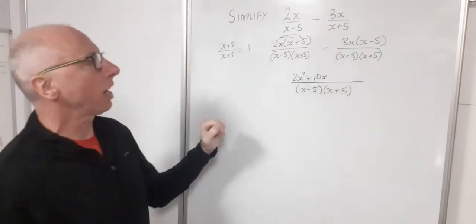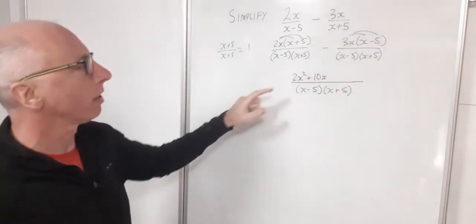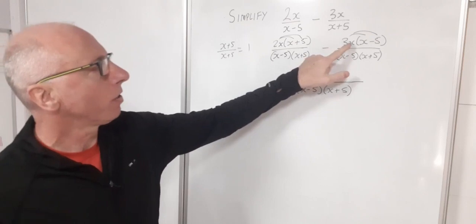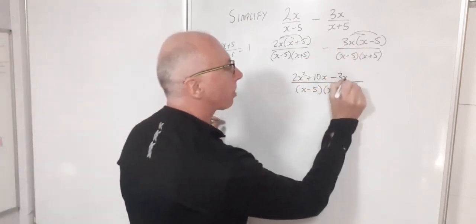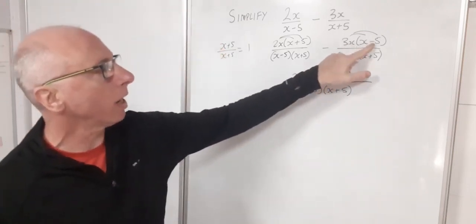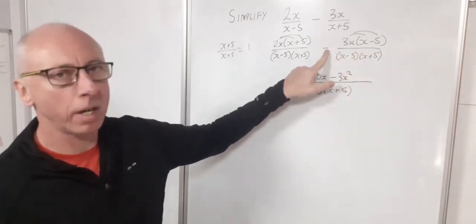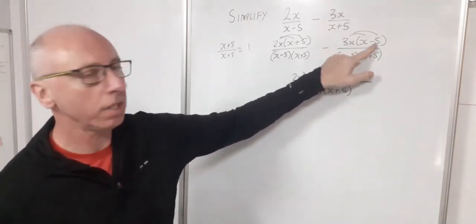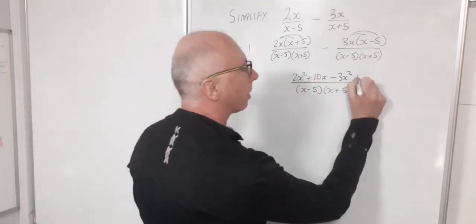So do the same in this one, but this time being a little bit careful with our signs. So we've got minus 3x times x, which is 3x squared. So we've got minus 3x squared. And then here we've got 3x times minus 5, which is minus 15x. But I've got another minus here, which is still relevant to this term. So now I'm going to add 15x.